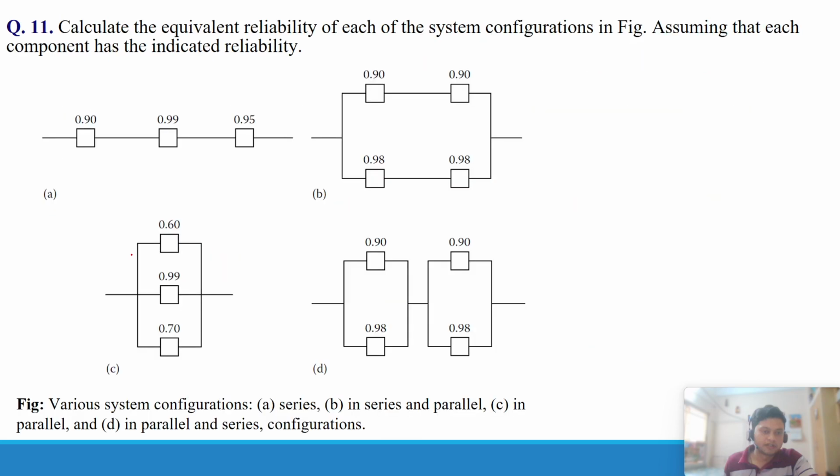In this problem, you have to find out the equivalent reliability of each of the system configurations shown in the figure. The individual reliabilities are given, like 0.900, 0.99 and R3 0.95. So take it as R1, R2, R3. I will start from A, and whoever is able to get the answer, just type your answer in the chat box.